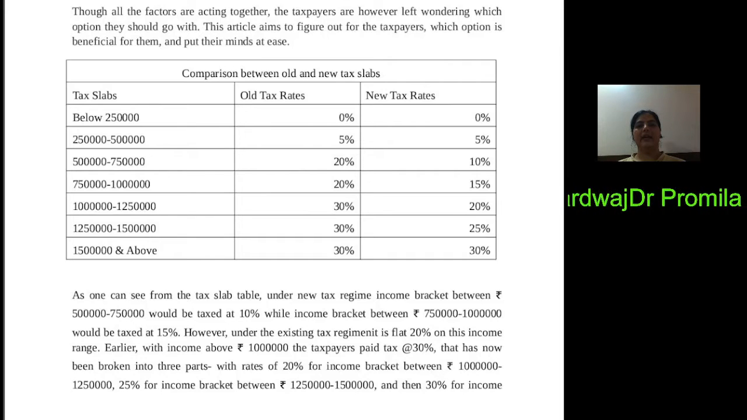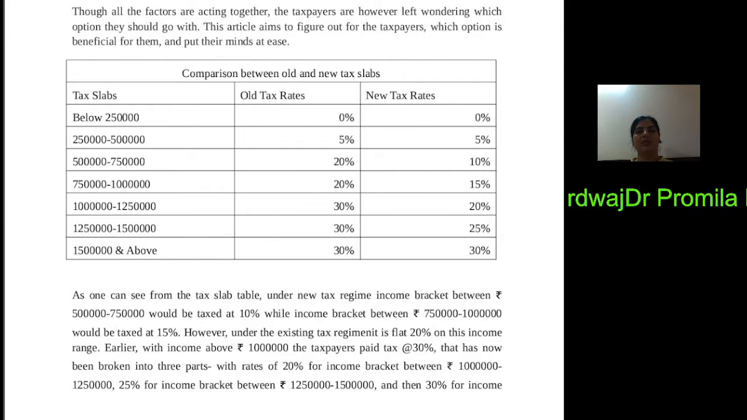You can see that when a person has income below 2,50,000, in both the tax regimes there is 0% tax liability. When the income increases from 2,50,000 to 5 lakh, it is 5% in both regimes. The difference starts from the next slab, above 5 lakh but below 7,50,000. In the old tax regime the rate was 20%, but in the new tax regime it is a lower rate, 10%.